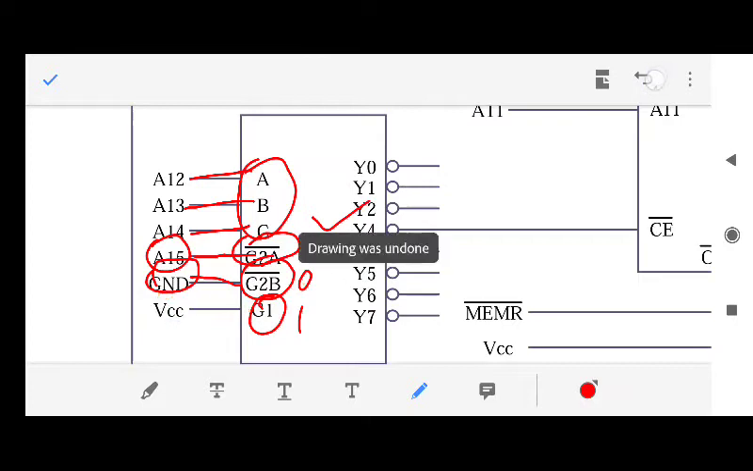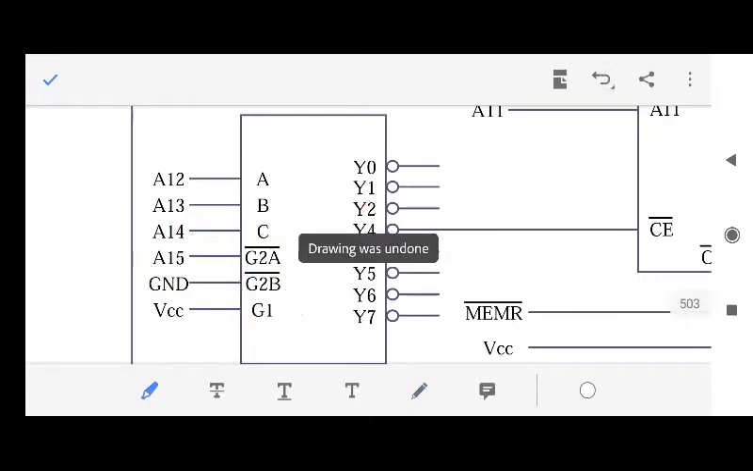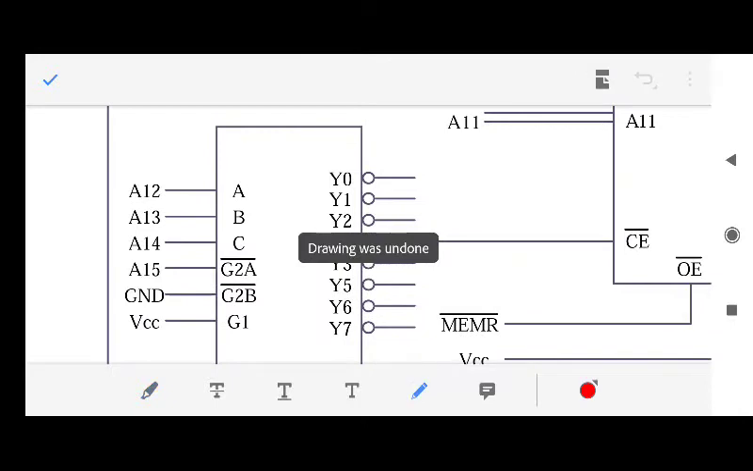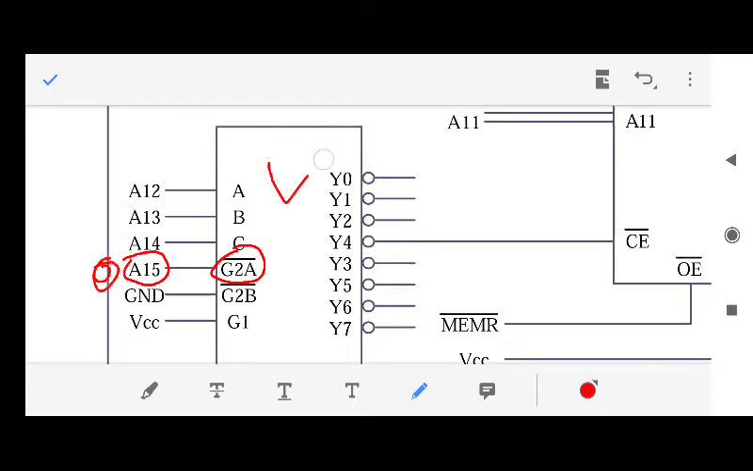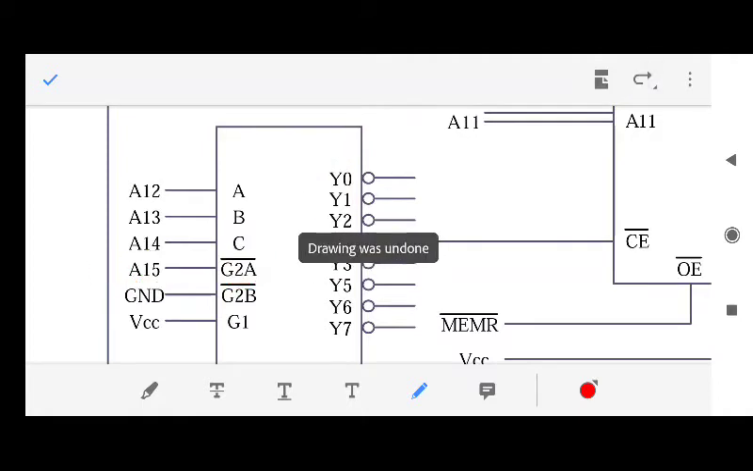And for this to remain active, this signal should also remain 0. For that, the A15 address should always be 0. You understood? The 8051 will put the address on the address line such that A15 is always 0. Then only this decoder will be selected. Since we wanted the decoder to work, the A15 pin should always be 0. This is the constant here. Fine. Now, A12, A13 and A14.